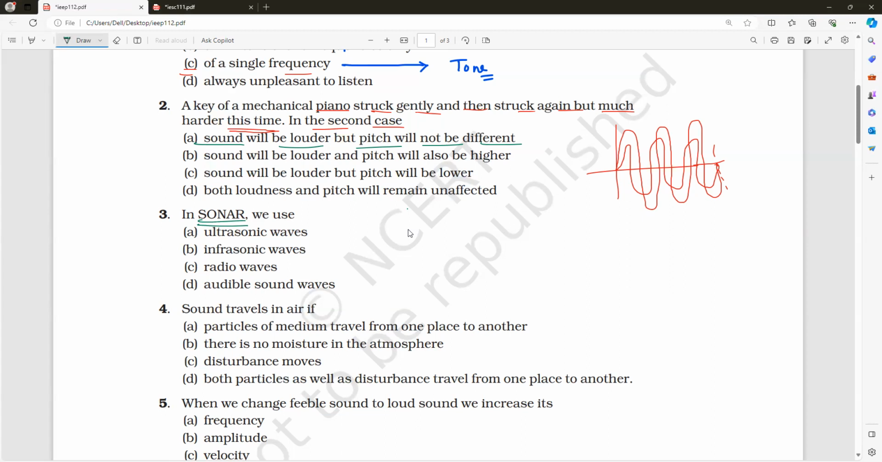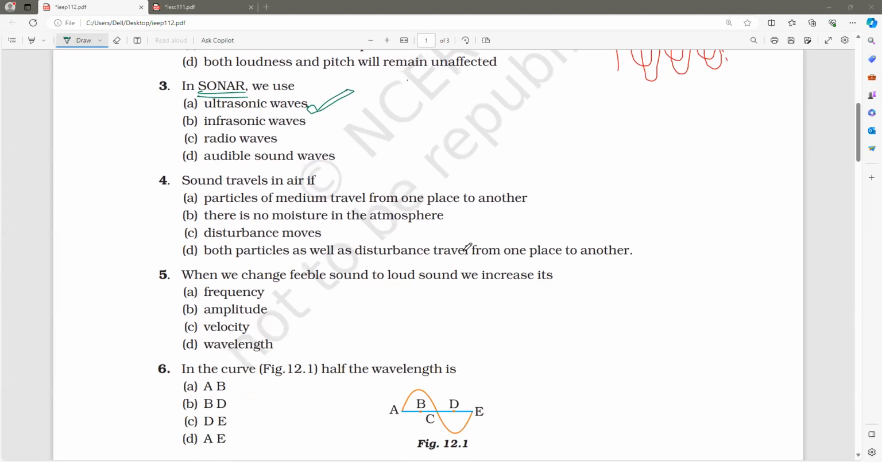So what do we use actually? Ultrasonic waves, infrasonic waves, radio waves, or audible sound waves? Ultrasonic waves. What is the reason behind ultrasonic waves? Because ultrasonic waves cannot be heard by us, so they will not affect the sound of a ship and so on. That's the reason we use ultrasonic waves. And another reason is that they penetrate very deep, even through obstacles. Is it right or wrong, everybody? Yes, sir.